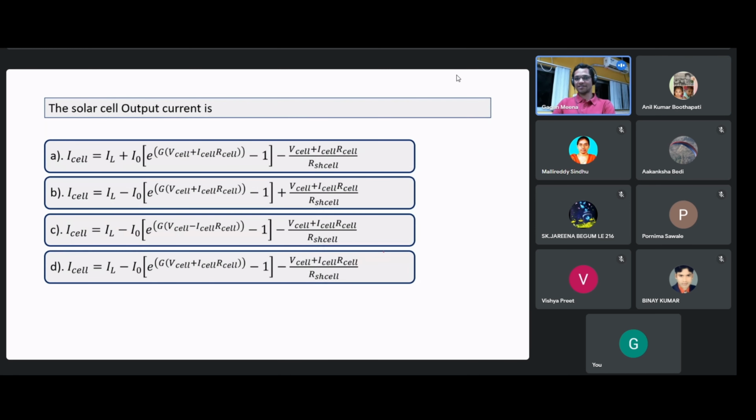So this is the next question. We have this solar cell output current. We have this model of solar cell where we have this light generated current IL, then we have this diode with current ID, then the shunt branch, then this is the series branch. Here is voltage, V cell, and this is I cell. This is RS cell, RSH cell. So which of these answers is correct?